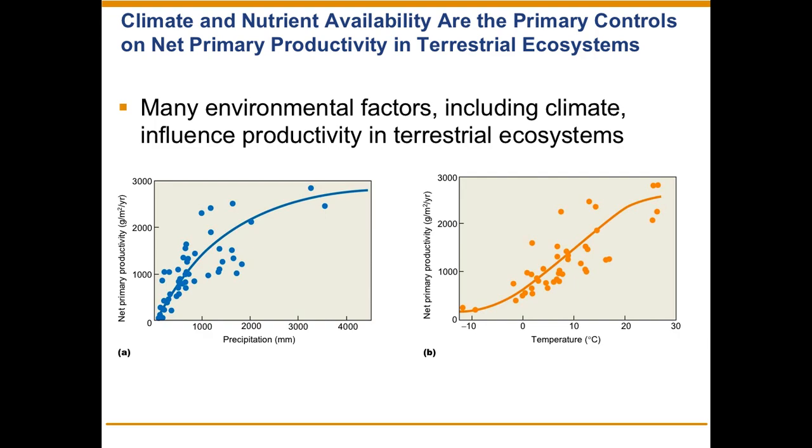Productivity is what we're talking about here: the production at the base of the food web. And everything else is reliant on that production. The production is driven by a variety of different factors, and it's determined by the environment and other characteristics within different environments.